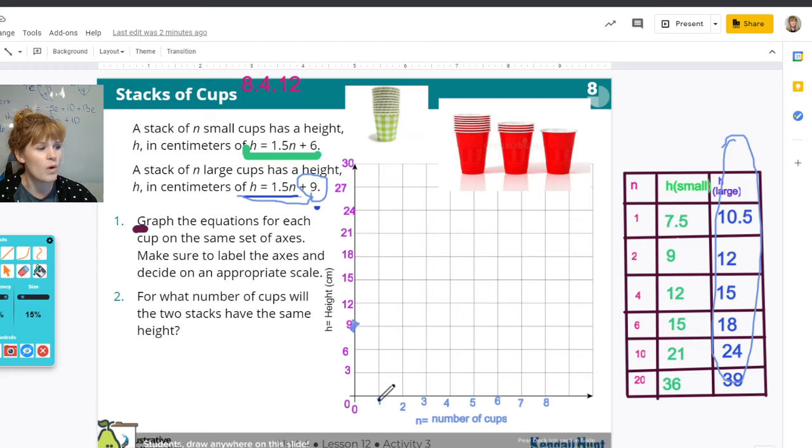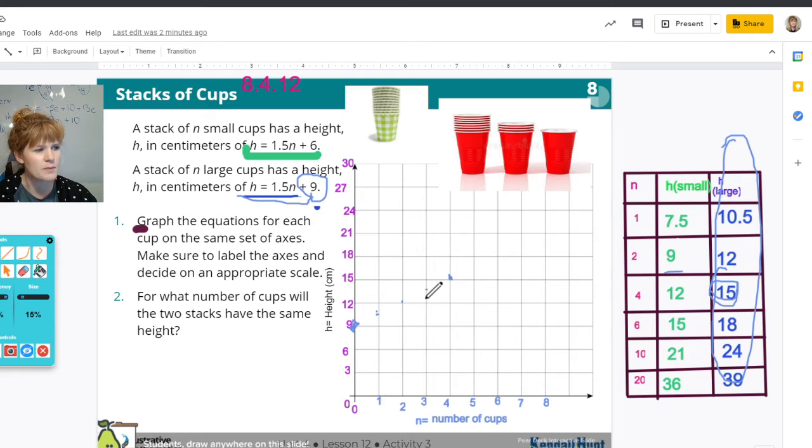That means every 1 cup goes over 1.5. So go over 1 cup and you go up 1.5. And then go over 1 cup and you go up 1.5. And then go over 1 cup and you go up 1.5, which is half a block according to the scale that I chose. Go over 1 cup and you go up 1.5. Let's check my number. So for 4 cups in my table, I see that 4 cups has a height of 15. Yes, it does. So I'm correct.